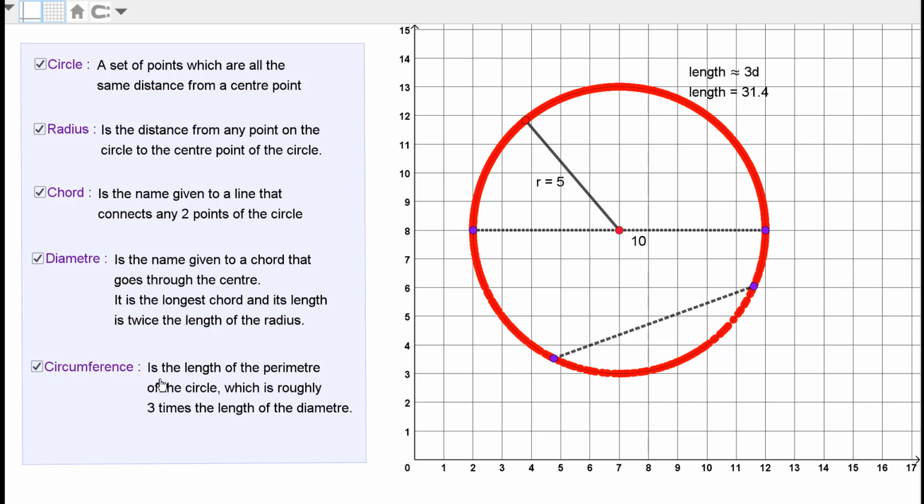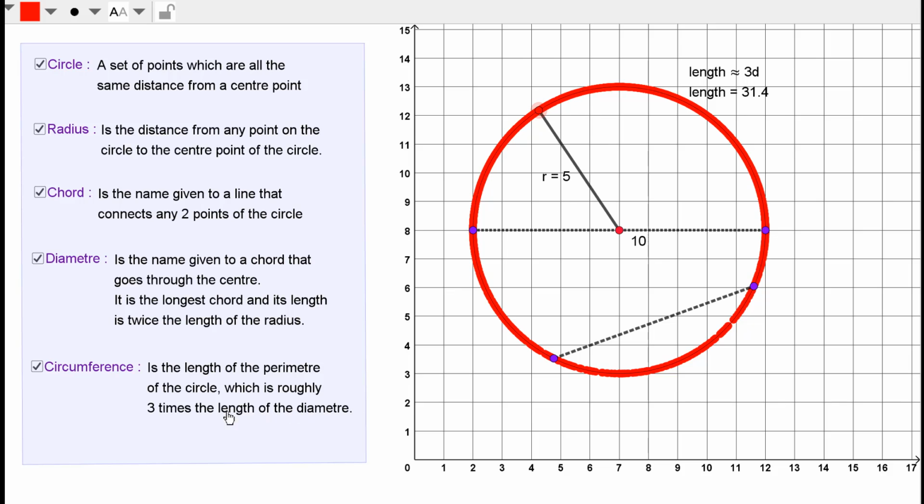Now the last thing that we need to define is the circumference. The circumference is the length of the perimeter of the circle. So perimeter is all of the outside edge of the circle. So imagine if you were walking around a circular garden. Okay, and we start walking and we measure the distance that we walk around the whole garden. Well, that length or that distance is the circumference. So the length of the perimeter is the circumference.